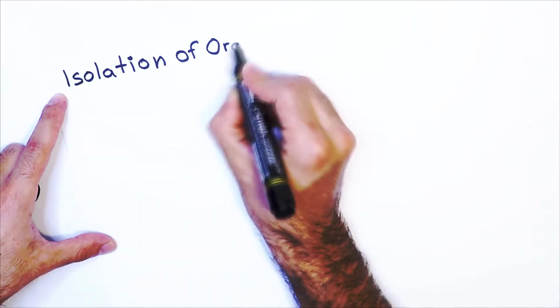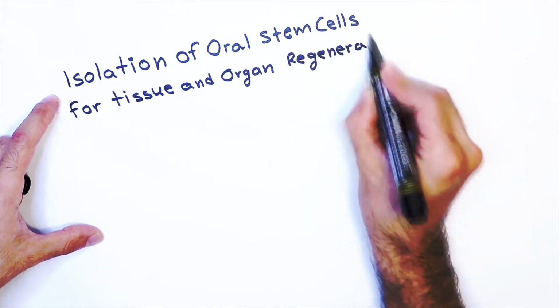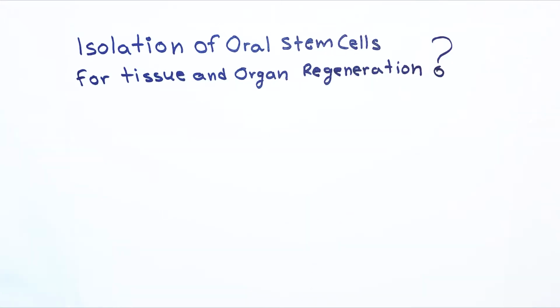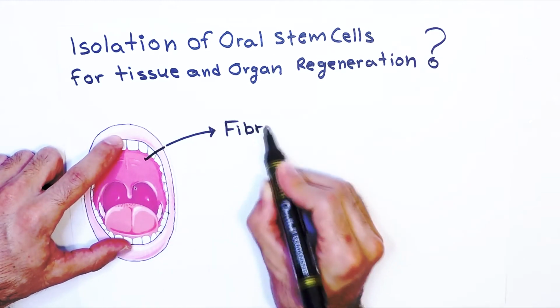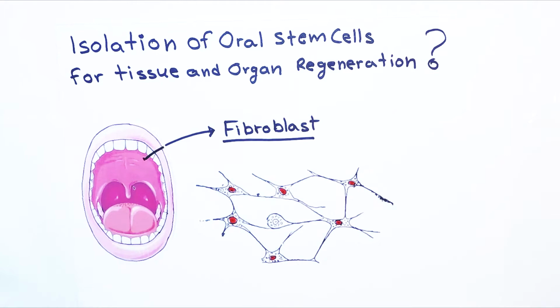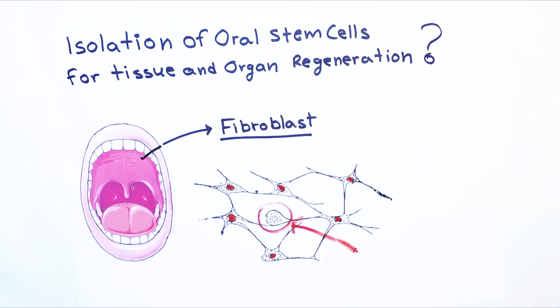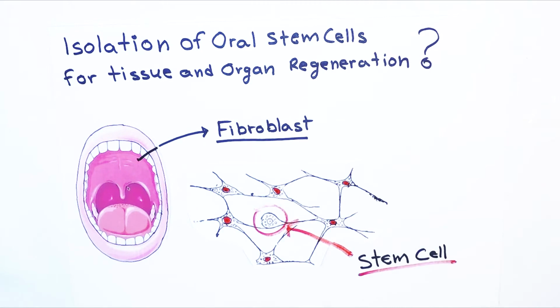Isolation of oral stem cells for tissue and organ regeneration. What does it really mean? The surface of the mouth and the gums contain a special type of cells, fibroblasts. Among these cells, there is a subpopulation of even more unique progenitor cells called stem cells.